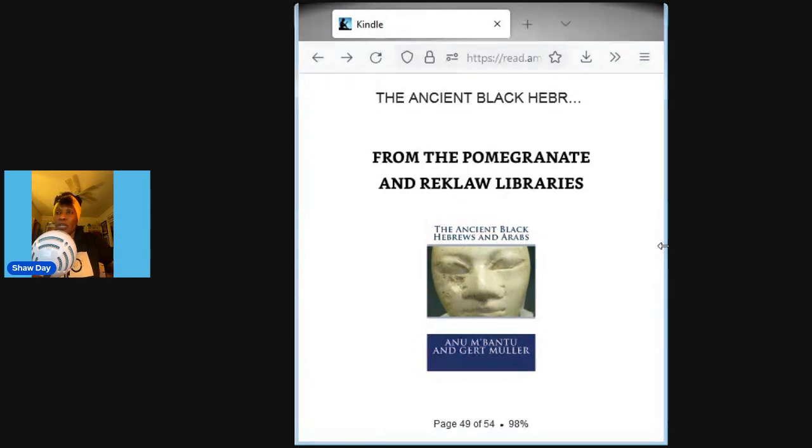So anyways, I just thought I'd share those couple of photos. I was just going through my books on Kindle, and I ran across that one. I thought I would share some of the photos.